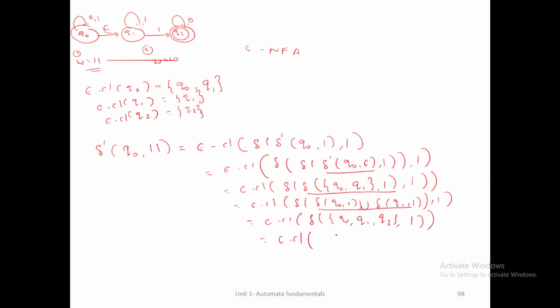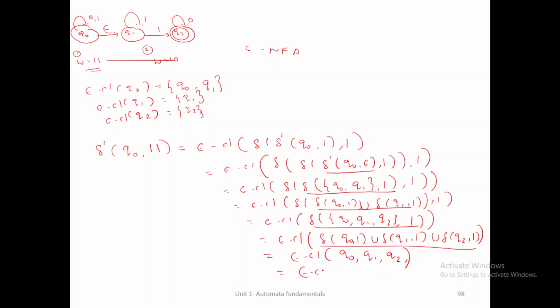Then epsilon closure of, you can separately write it as tilde of Q01 union tilde of Q11 union tilde of Q21. So you just check it out from the given diagram. Q01 is Q0. Q11 is Q1, Q2. Q21, there is no values there. So you should find out epsilon closure of these three states. So this will be written as epsilon closure of Q0 union epsilon closure of Q1 union epsilon closure of Q2.